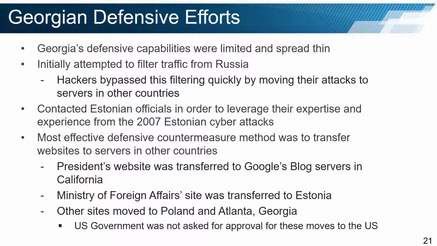Georgia's most effective defensive countermeasures were to transfer websites to servers in other countries. For example, the Georgian president's website was transferred to Google's blog servers in California. Interestingly, Russian patriotic hackers continued to attempt to attack the president's website, even after it was effectively moved to the U.S., leading some to discuss the implications of cyber attacks against U.S.-based systems in the midst of a conflict in which the U.S. was not playing a role.